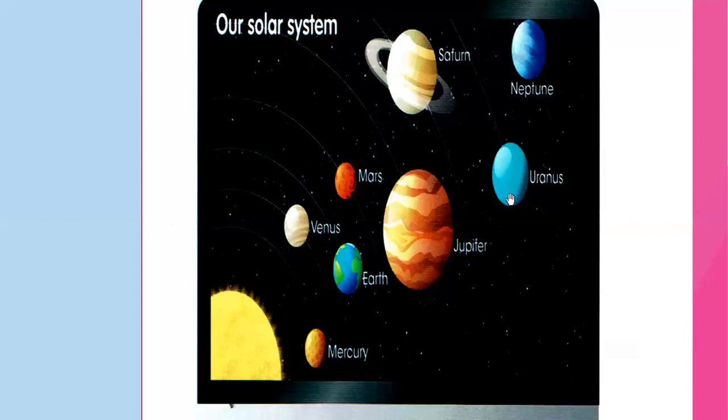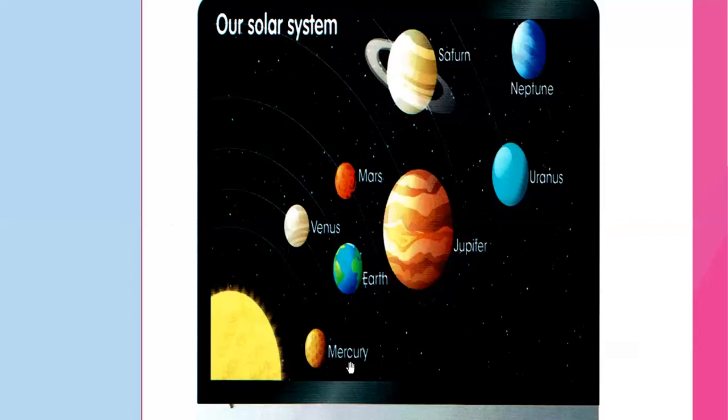The seventh planet is Uranus. كوكب أورانوس. And the eighth planet is Neptune. Neptune هو كوكب Neptune, and this is the farthest planet from the sun. الكوكب الأبعد عن الشمس. So in our solar system, we have 8 planets that go around the sun. These planets move around the sun in their orbits. هذه الكواكب تدور حول الشمس في مداراتها, and they are 8 وعددها 8.